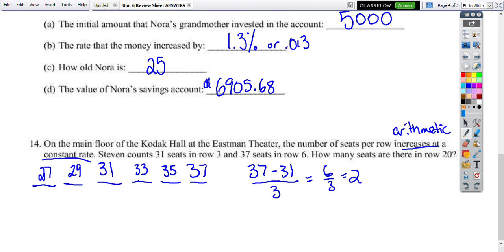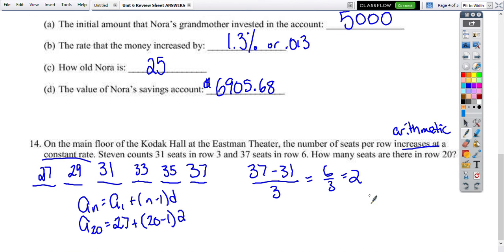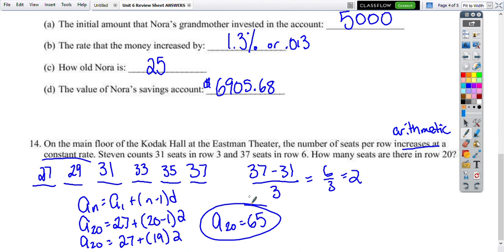So how many seats are in row 20? We're going to make that equation. We know the formula. It's a sub n equals a sub 1 plus n minus 1 times d. a1 is that first term here, that 27, right? We have 20 for n, and then d is 2. So really we want to know for the 19th. And then when we evaluate here, we get an answer of 65.